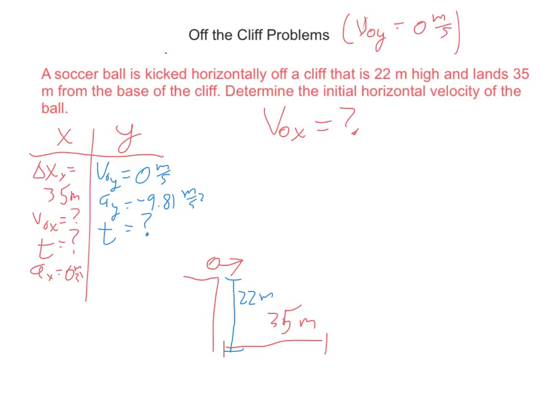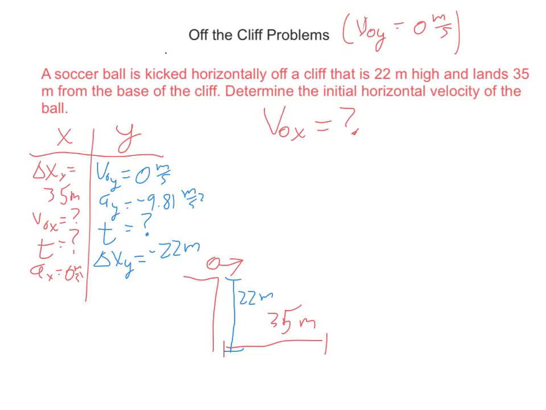And that is going down, which would mean that the displacement of the ball in the y direction is going to be a negative 22 meters. Again, negative because the ball is traveling down. It's falling down. So there you have it, a complete table with all of the givens from this problem.